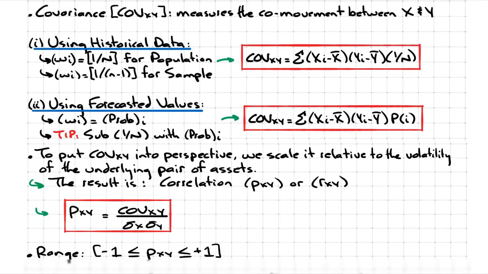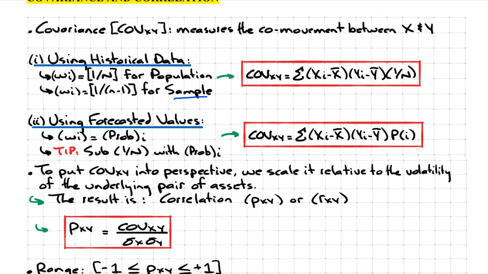Now, how about if we're looking at sample data? So again, we're under the historical data set, but now we're just looking at a sample of the historical data. The only thing that would be different if you're using a sample as opposed to population is that the degree of freedom would be n minus 1 as opposed to n. So for a population where the weight is 1 over n, if it's a sample, the weight of each sample observation would be 1 over n minus 1.